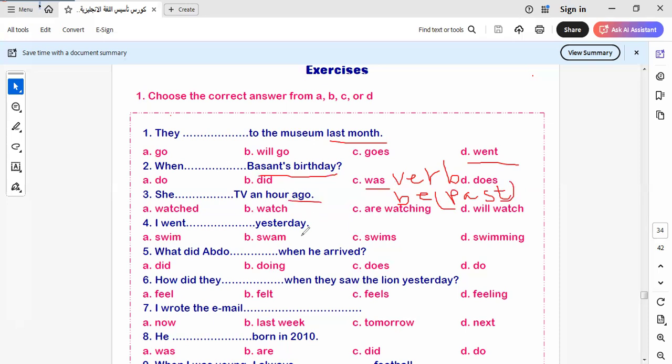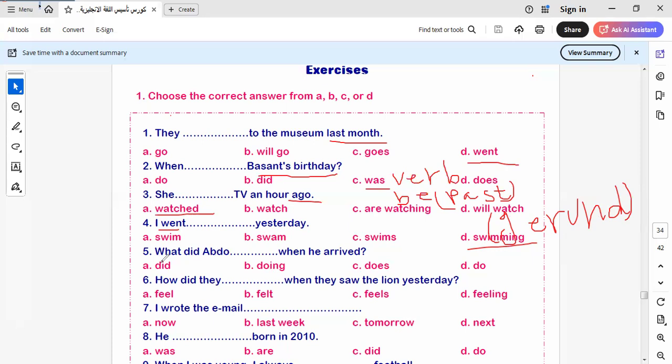Here is ago. Ago is the tense of what? Of the past form. She watched. Excellent. I went to space yesterday. I went swimming. Why here do I take swimming? Because here went is in the past, and this is called gerund. When we have a verb and another verb, the next verb will be gerund. Why? Because here I put the verb in the past, and the next verb will be adding ing form to the verb.